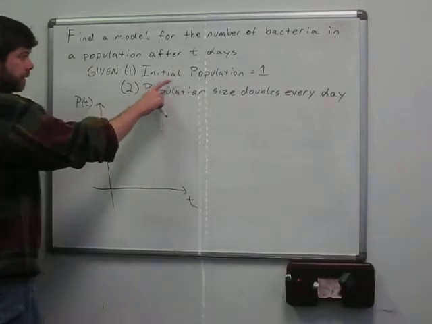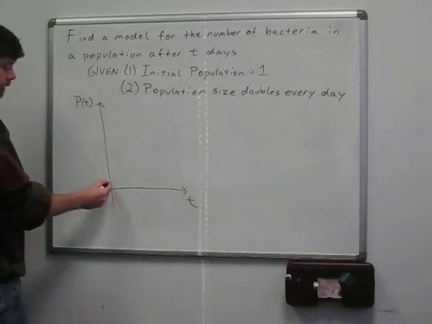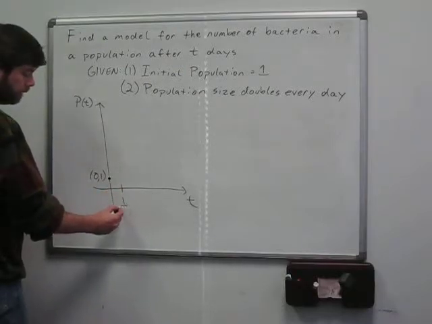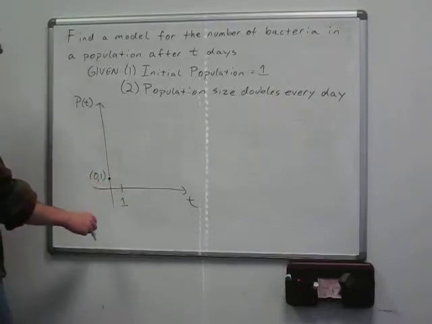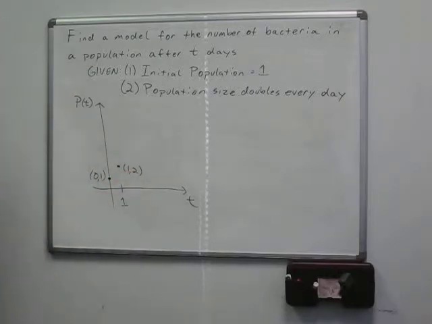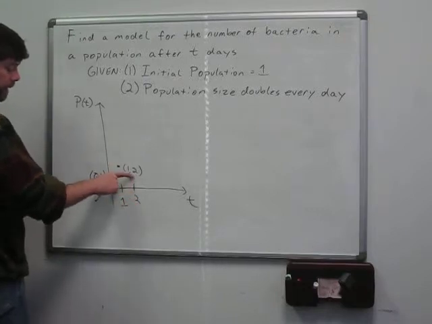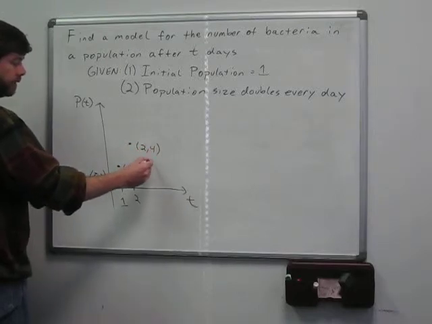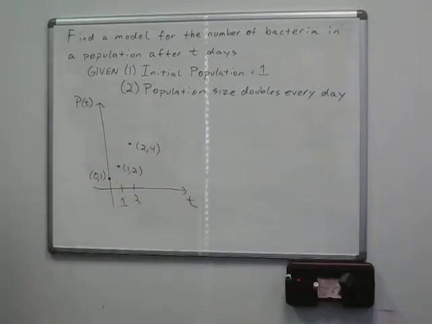The initial population is 1, so when t is equal to 0, when we start, the population is 1. Right, so our graph should have the point (0, 1) on it. After 1 day, the population doubles in size, so our graph should also have the point (1, 2). And then at the end of day 2, that population doubles, so our graph should also pass through the point (2, 4).